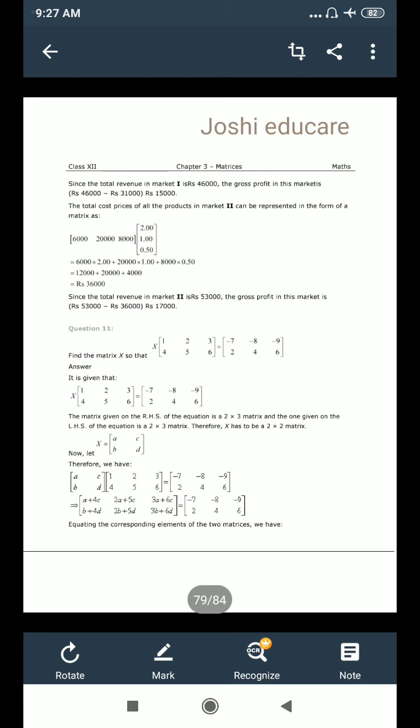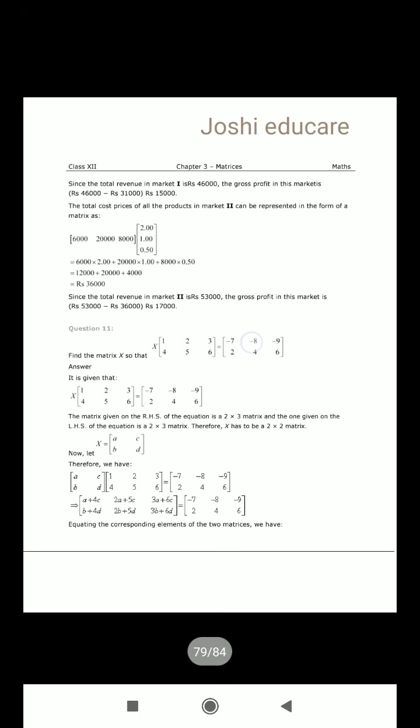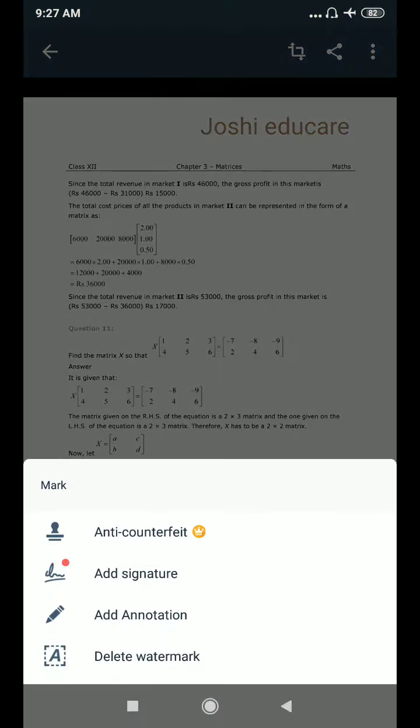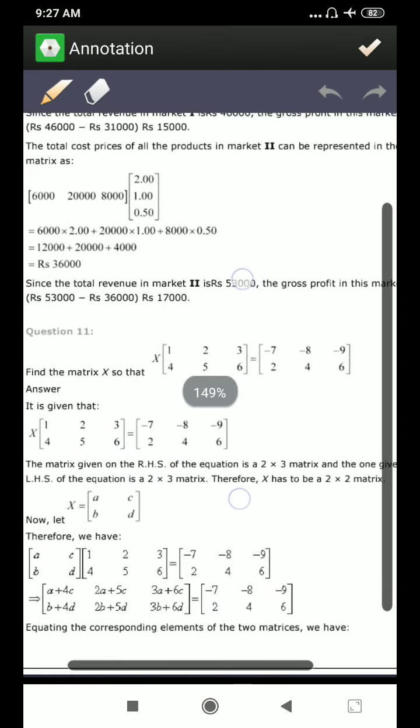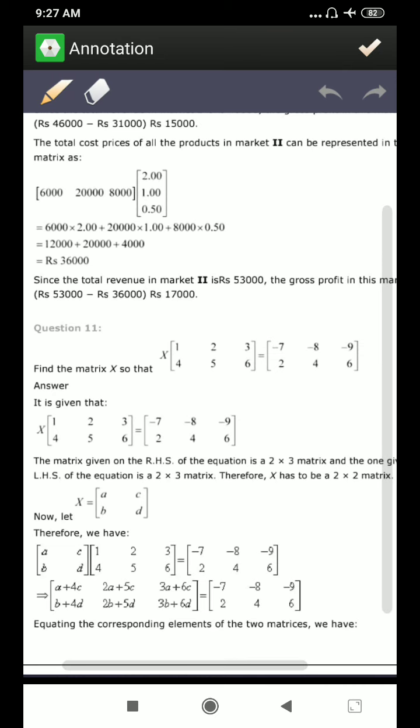Order of matrix X. So how to decide the order of matrix? That is a very important thing. In this, order is very important. This is a 2 into 3 matrix and your answer is also a 2 into 3 matrix. So what will be the order of X that you have to decide first. Then only we'll let X as some matrix. So see, let the order of X be M into N.